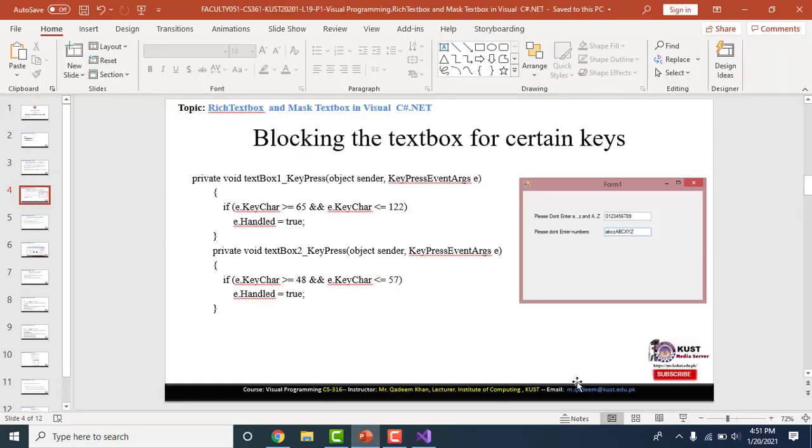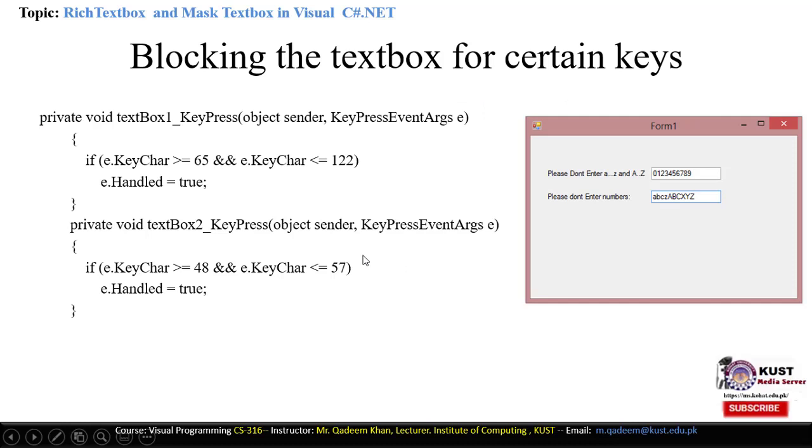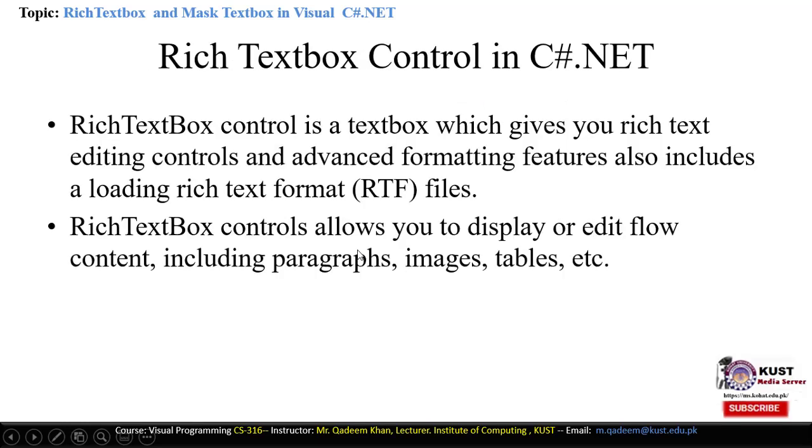We will resume our slides for the next topic. The next topic is very important, that is called rich textbox controls in C#.NET. The rich textbox control is a special control which is used to load RTF files in the rich textbox. It is a multi-line textbox control which stores rich text format files, that is RTF files.